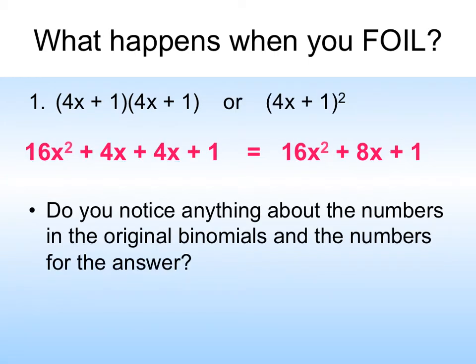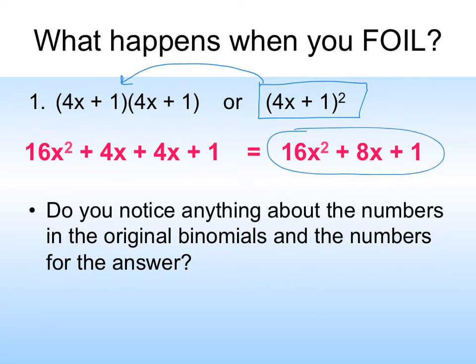The second example would be something like 4x plus 1 times 4x plus 1. The more common way that you're going to see this written would be the quantity of 4x plus 1 squared. What you need to recognize is that that really means it's 4x plus 1 times itself. So when you multiply, you get 16x squared plus 4x plus 4x plus 1, which simplifies to the final answer of 16x squared plus 8x plus 1.